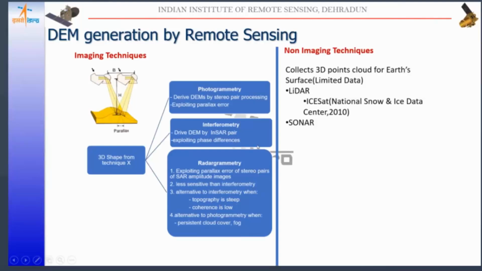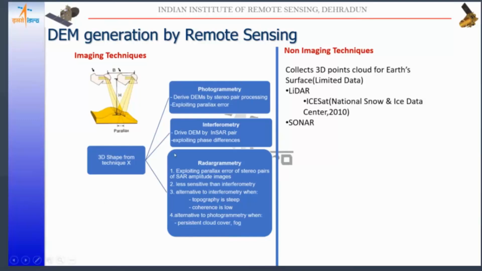Okay, and the second techniques are the non-imaging techniques. In the non-imaging techniques, we are using LiDAR. LiDAR, like ICESat, is the space-borne satellite we are using. Basically, it is non-imaging, meaning it is giving a profile of the 3D points. So we are getting the point cloud data, and another is sonar. Okay, so these are some of the techniques of DEM generation using imaging and non-imaging techniques.